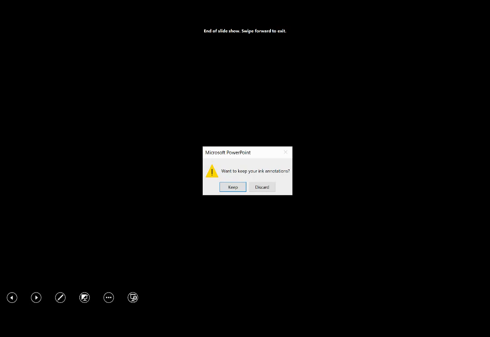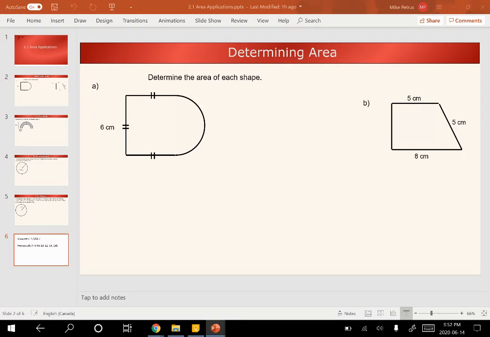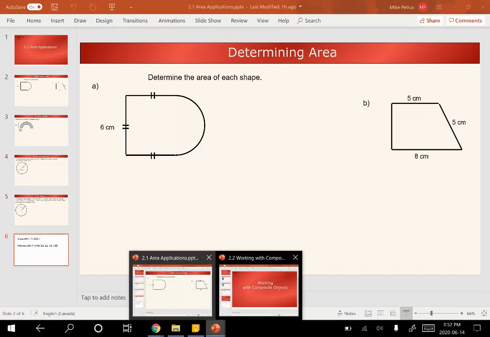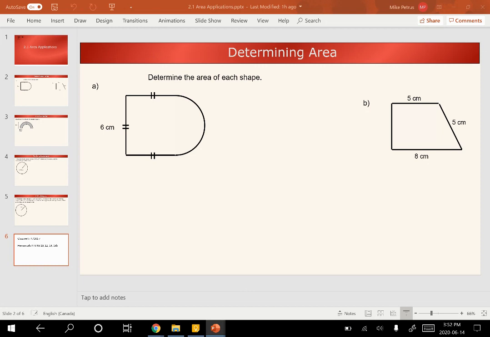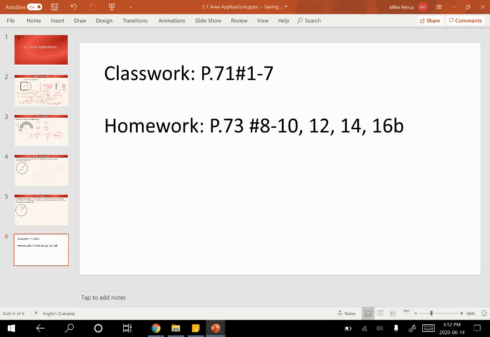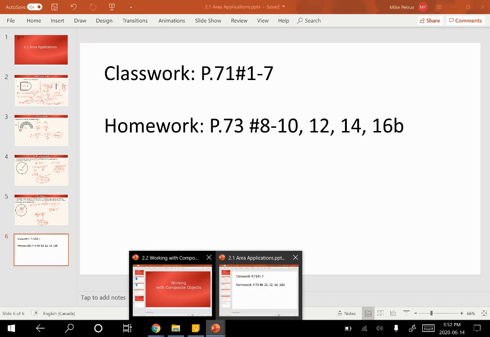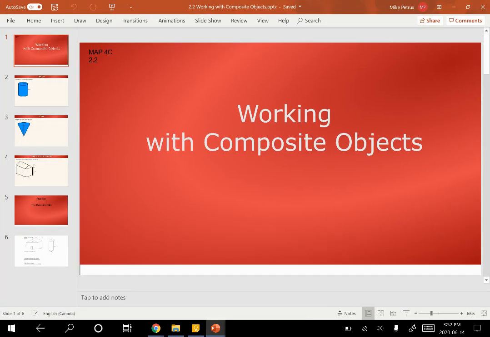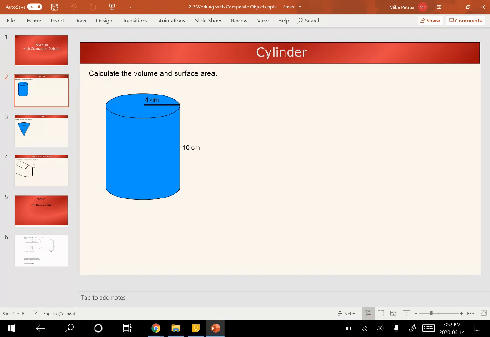That's homework from before. I have a worksheet that I have posted to go with this. One more little thing to work with some more composite objects. Right here. There we go, working with composite objects and even three-dimensional shapes. It says calculate the volume and the surface area.